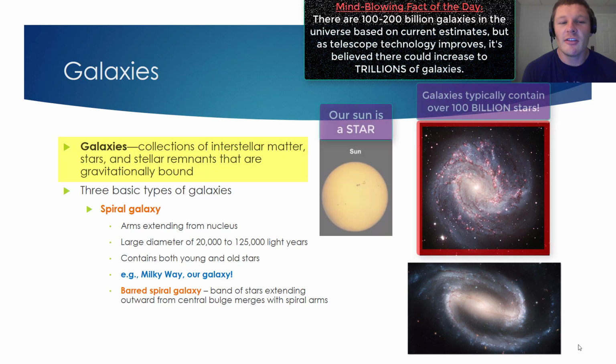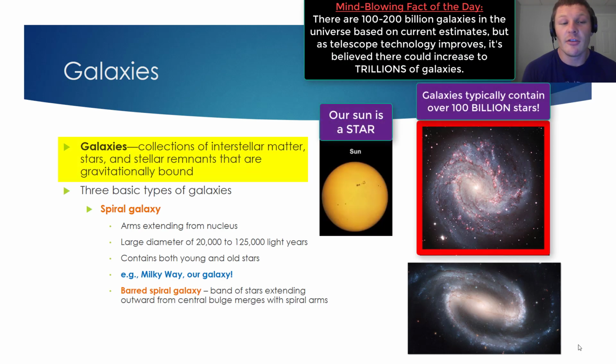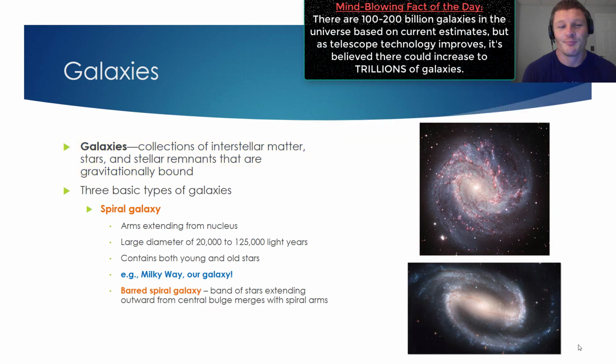By definition, galaxies are collections of interstellar matter, stars, and stellar remnants that are gravitationally bound. Our Sun is one star in a galaxy, and our galaxy contains more than 100 billion stars. And if there are hundreds of billions of galaxies out there, each of which contain hundreds of billions of stars, there are more stars in the universe than there are grains of sand on all the shores of Earth's beaches. It's a really big universe out there, folks.